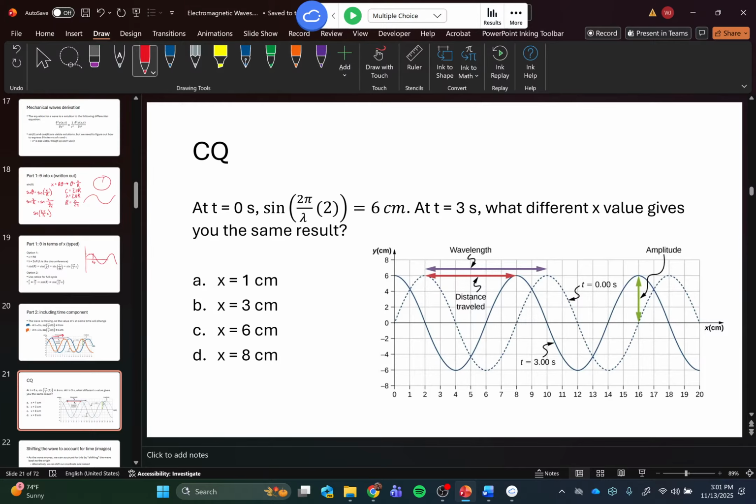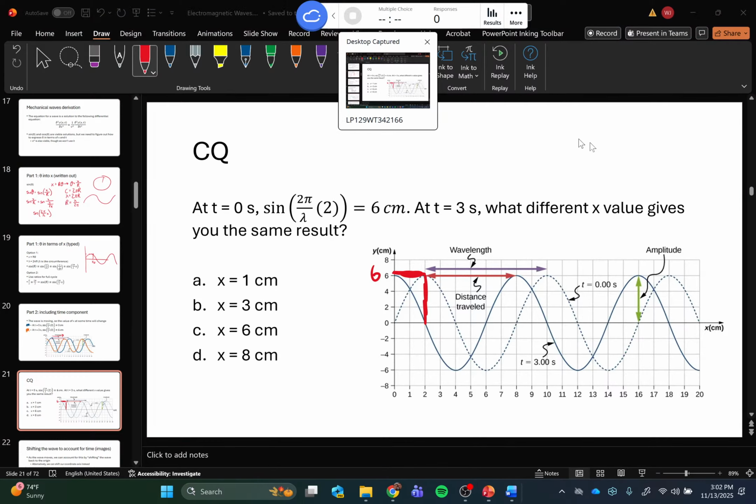Okay, so here's the same picture. At t equals 0 seconds, sine of 2 pi over lambda times 2, that's my x coordinate. So at x equals 2, my y value is 6. You can see that in the graph. That's where the dotted thing is. My question to you is, at t equals 3 seconds on my new graph, what is my x value that gives you the same result, gives you the same height?